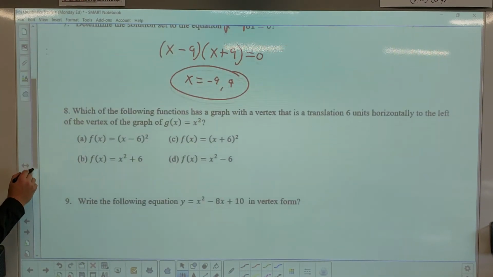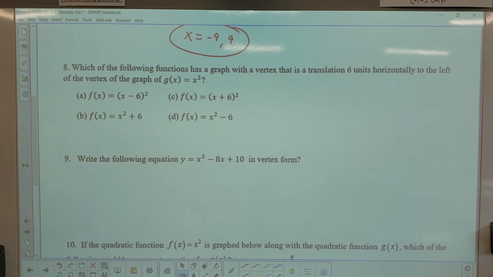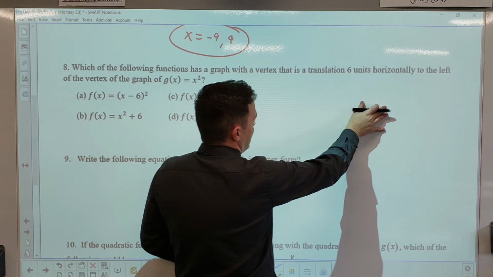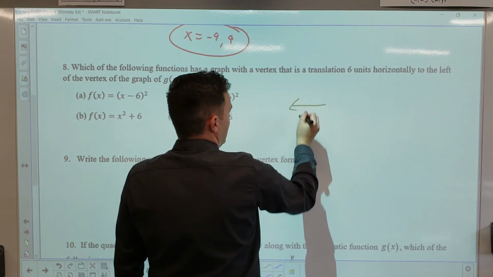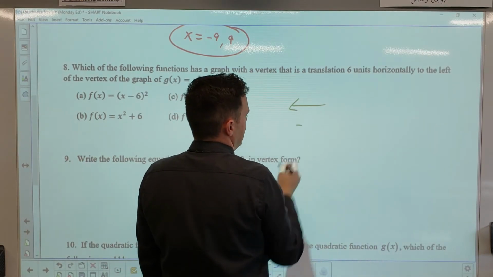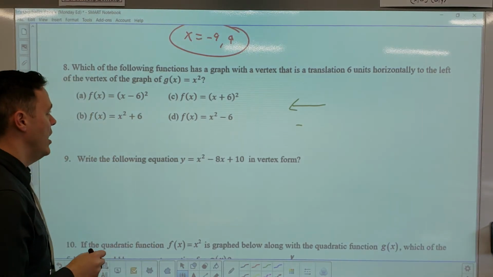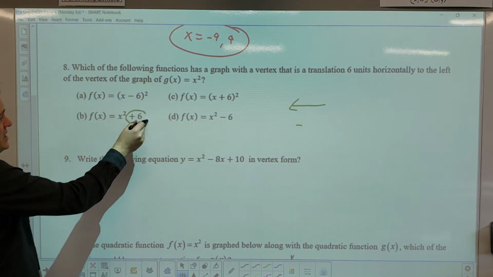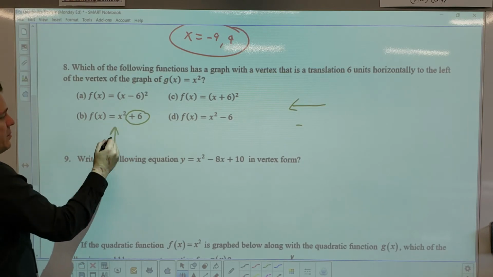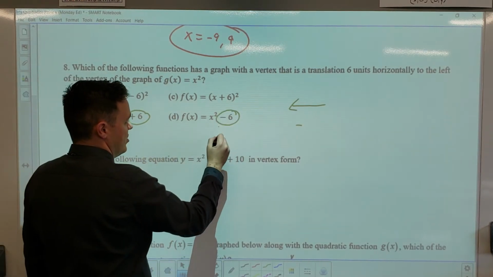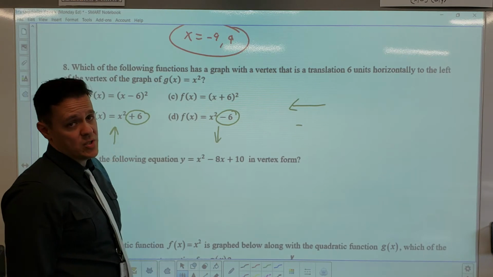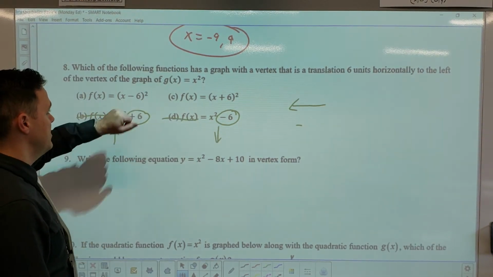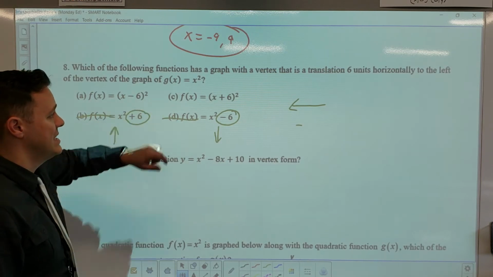Number 8, which of the following functions has a graph of the vertex where it transitions 6 units horizontally to the left? Okay, so if we're going left, we know that's going to be a negative number of some sort. I also know from the top of my head from what we talked about before that this is actually going up and this is actually going down. You can go in Desmos and ask and you see it. So it's not B or D. Then the question becomes, is it A or is it C?